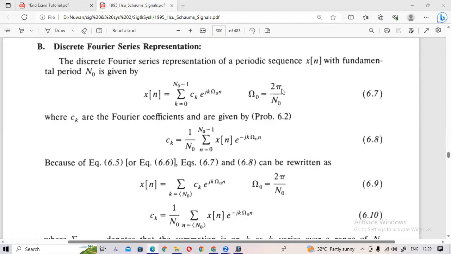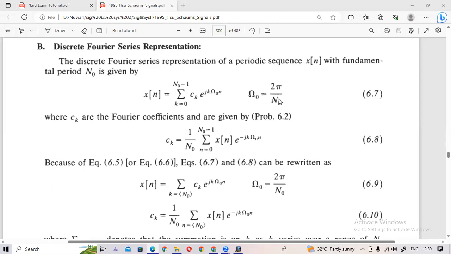So this is the discrete Fourier series representation. Any periodic sequence x[n] can be represented as a collection of exponential terms, e^(jkω₀n). Here ω₀ is the fundamental frequency, given as 2π/N₀. N₀ is the fundamental period.